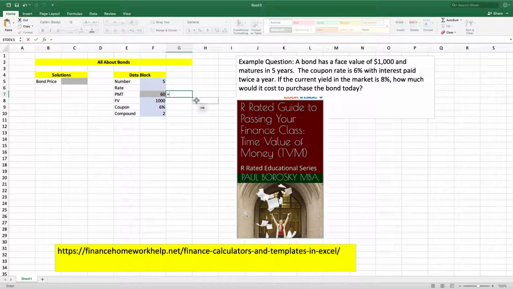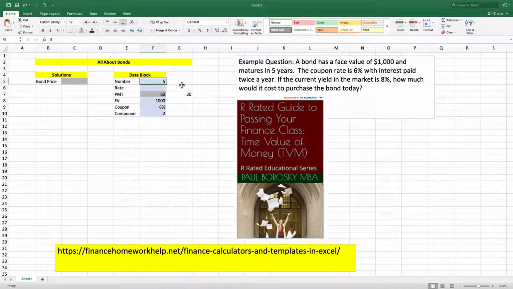First thing we're going to do is divide that payment by 2, because we're getting this $60, but we're not getting the $60 annually. We're getting $30 twice a year, so we're going to divide it by 2. The next thing that's going to happen is, yes, we're getting the payment in 5 years. However, we're going to be getting paid 10 times because we're going to be getting this every 6 months. So we're going to take that 5 and multiply it by 2.